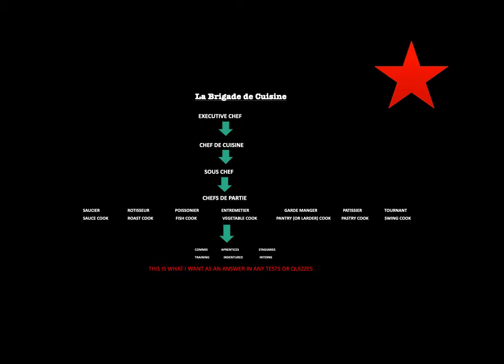And by the way that it works, the saucier is normally the senior chef de partie. So when promotions happen in the kitchen, usually it's the saucier who becomes a sous chef when a sous chef leaves or a sous chef is promoted. But the saucier is usually the senior chef de partie.